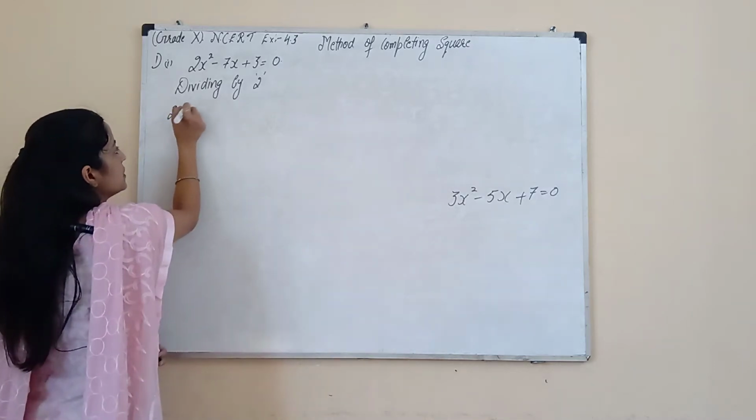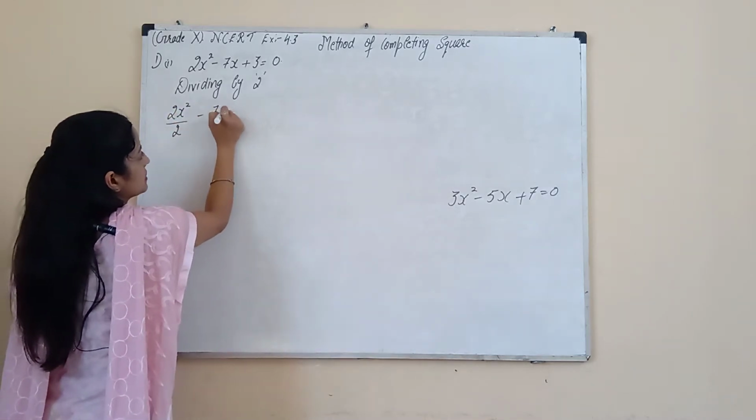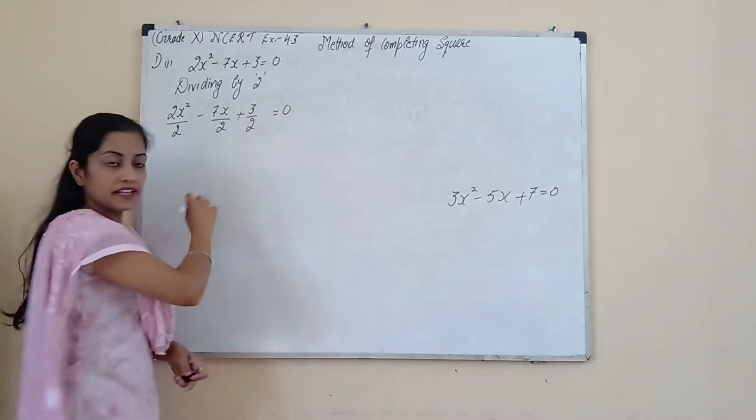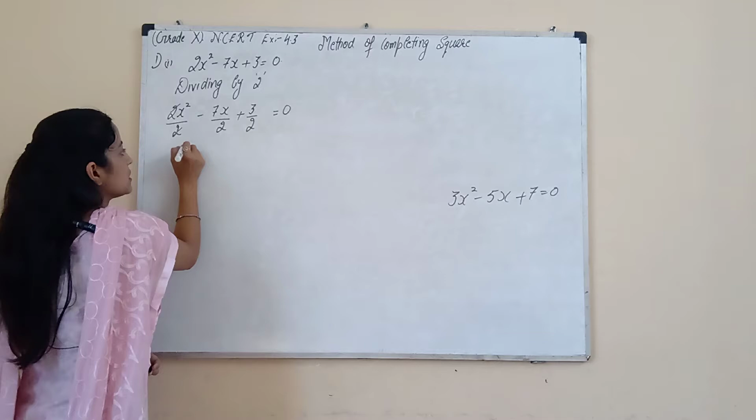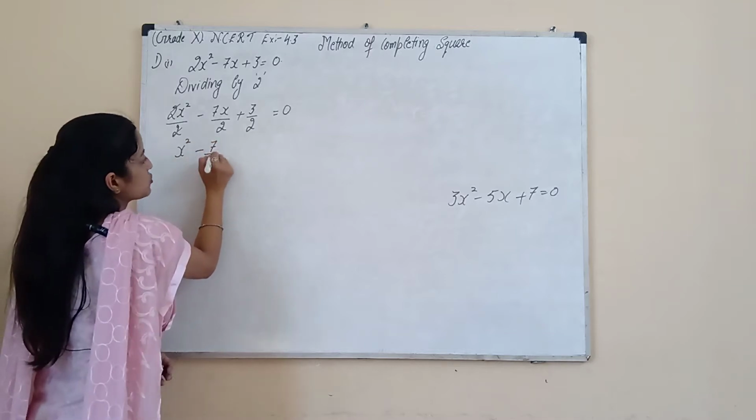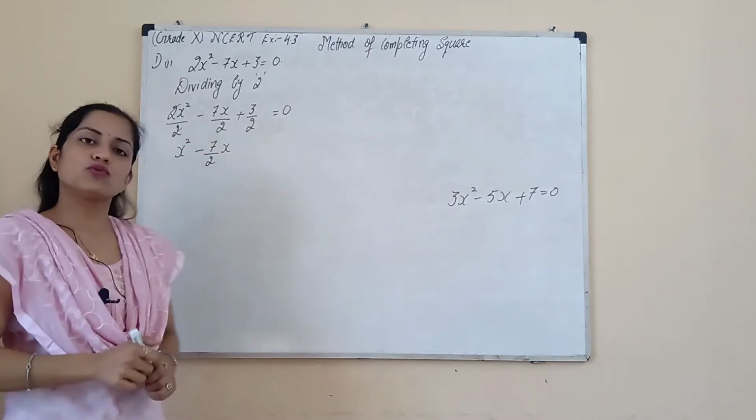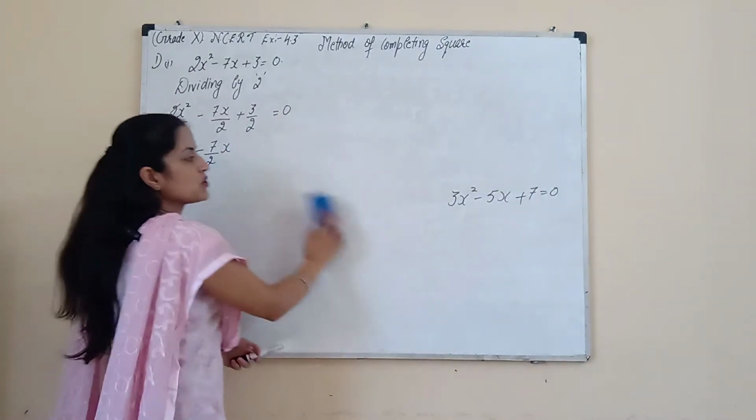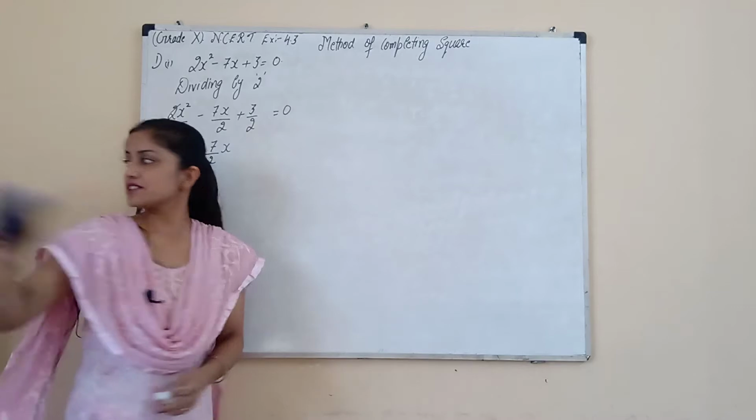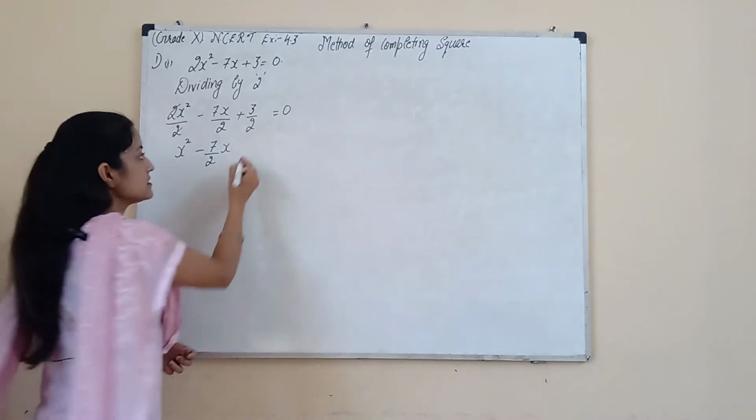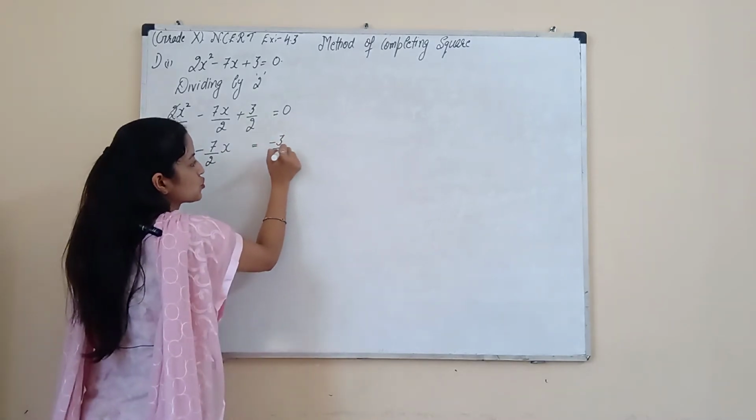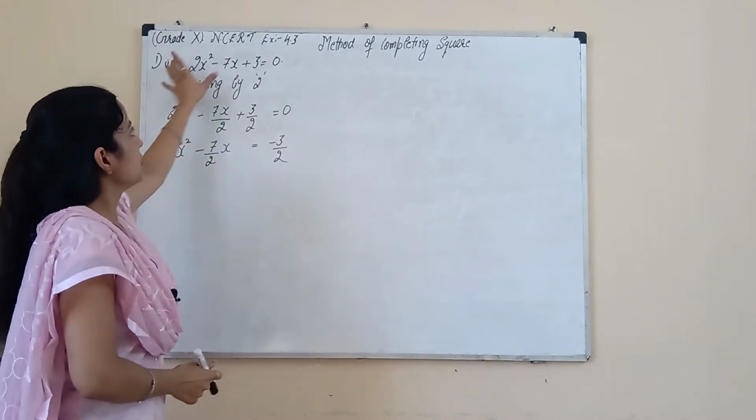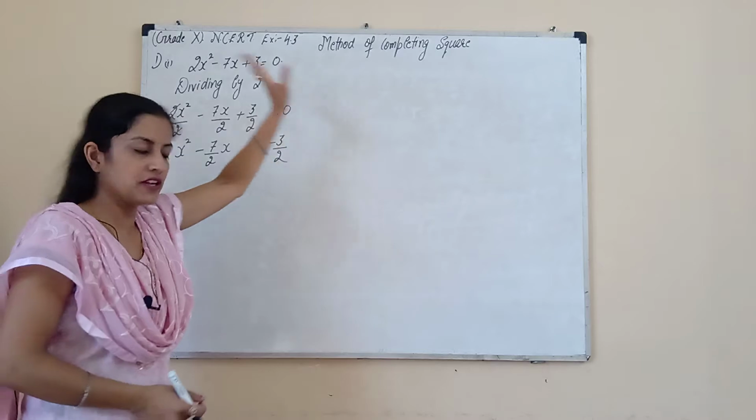So first of all, divide it by 2. After dividing, 2 and 2 cancel, it becomes x square. 7 by 2x as it is. 3 by 2 is positive on the left hand side. On the right hand side, it becomes minus 3 by 2. This is the first step, when we divide the equation by the coefficient of x square.